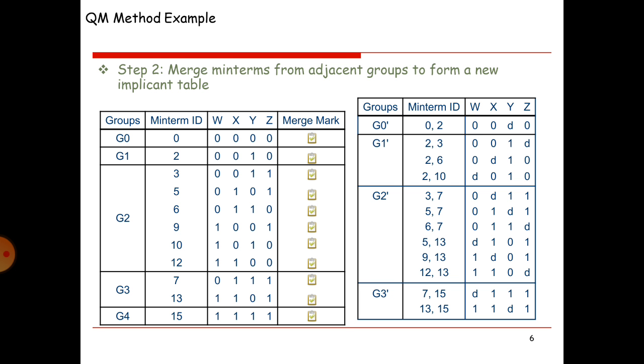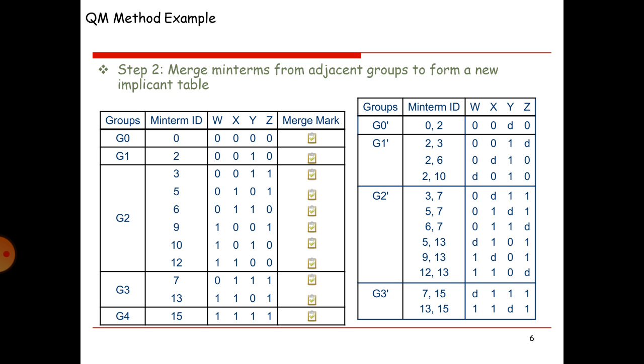So this slide shows how to merge minterms from adjacent groups to form a new implicant table, that is the prime implicant table or new implicant table. The first table shows the previous table, that is the number of ones and zeros. According to the number of ones and zeros, we make the groups G0, G1, G2, G3, G4 respectively. So that will be in the first table.